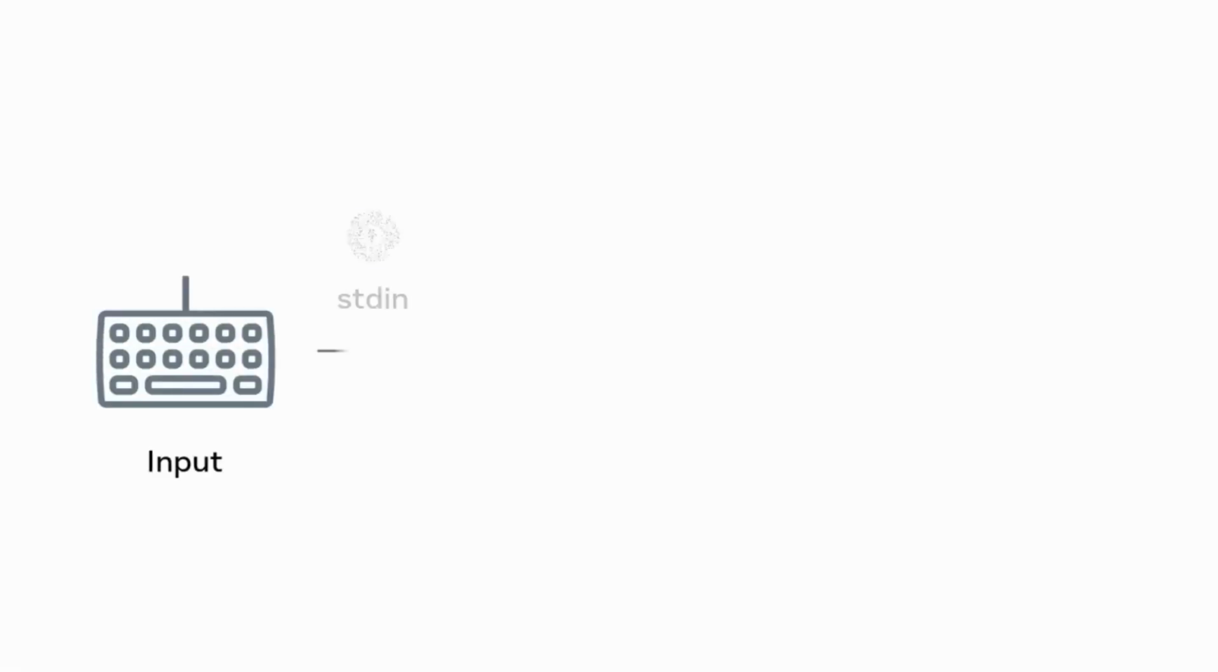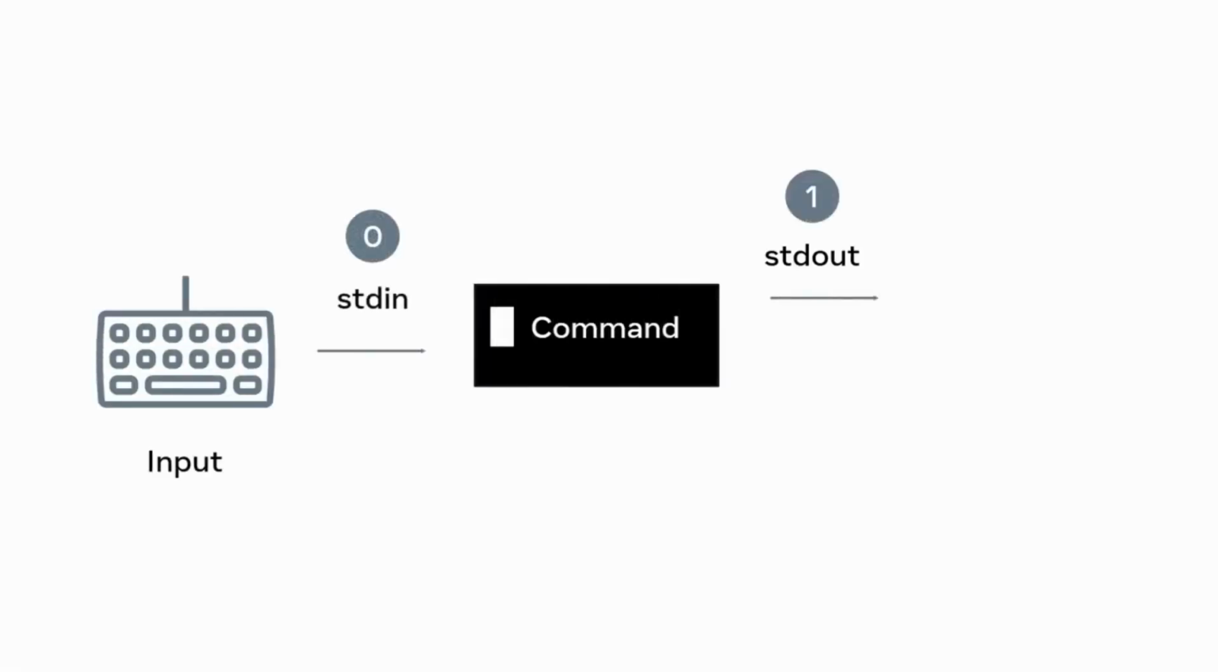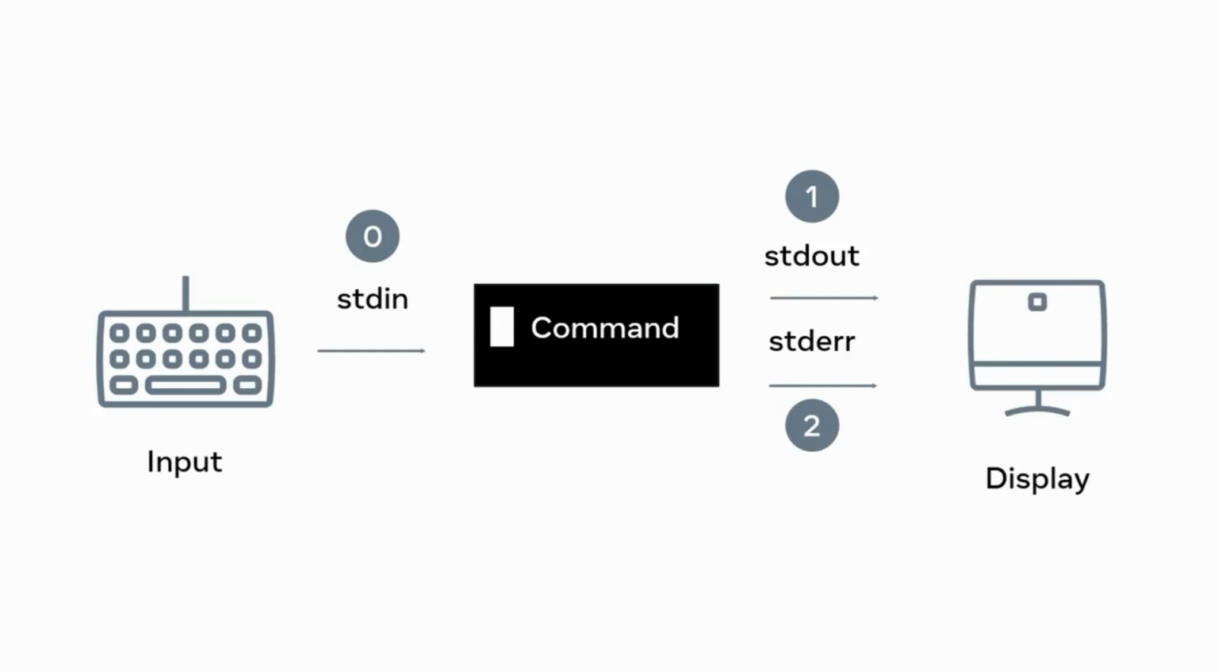The shell keeps a reference of standard input, output, and error by a numbering system. The 0 is for standard input, 1 is for standard output, and 2 is for standard error. Now you will learn about each of these redirection types. Let's start with standard input.